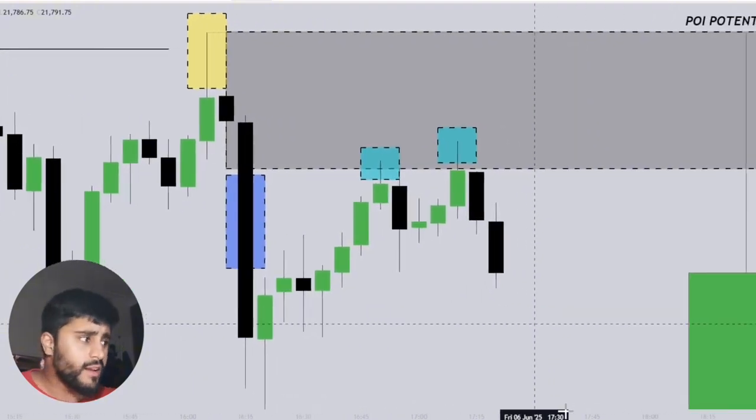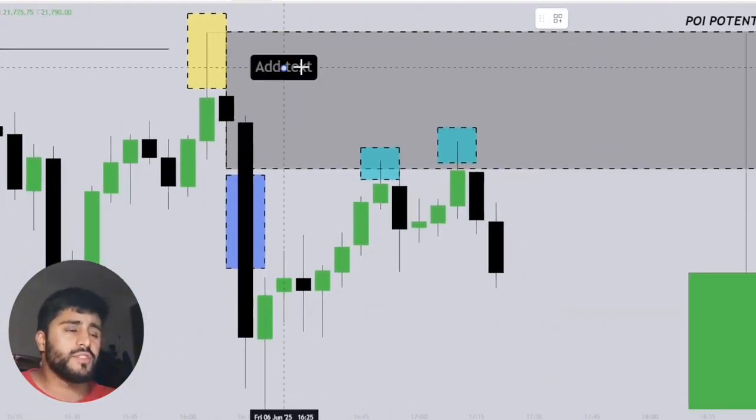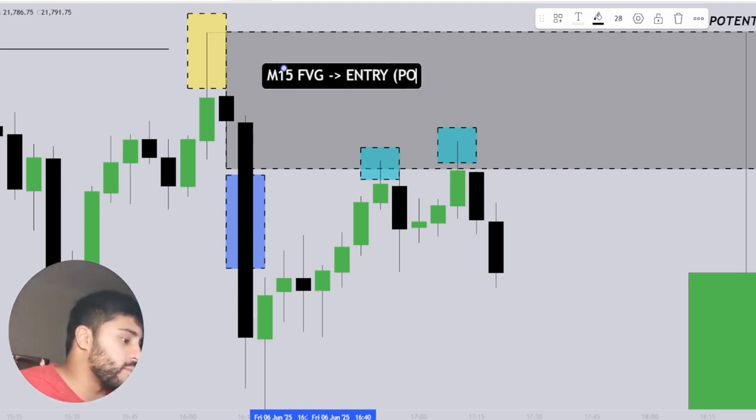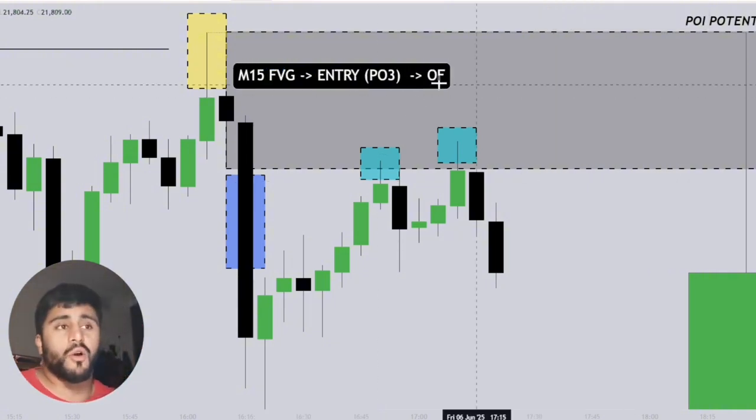So let's break down the trade thesis. I want to see a 15-minute fair value gap. I want to see price enter the level. Entry with PO3. Remember, we're significantly above the daily opening price. And I want to confirm everything with the order flow. And so that's what we've done over here. I'm just going to write OF.